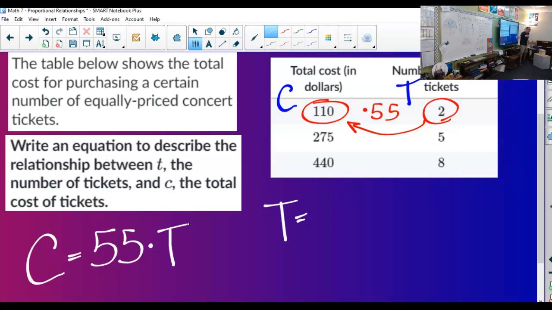So what is this? This is telling us what? One ticket's $55. But guys, how can I make 55 into a fraction? Hey gents, how can I make 55 into a fraction?